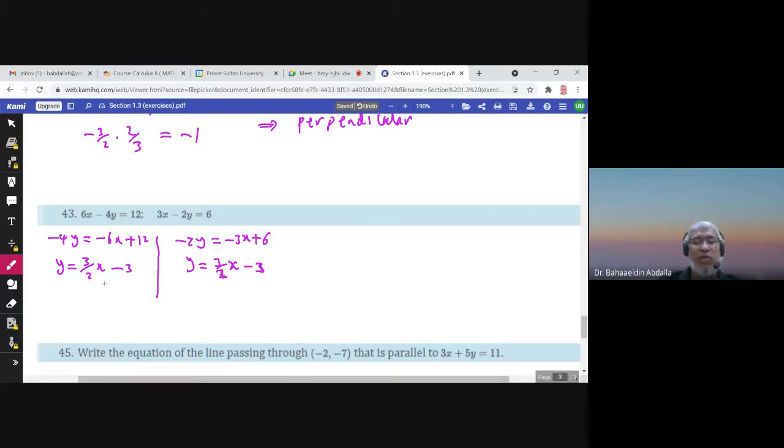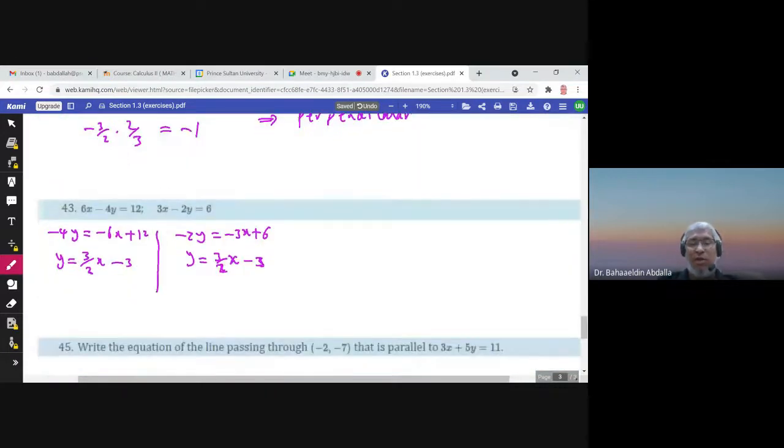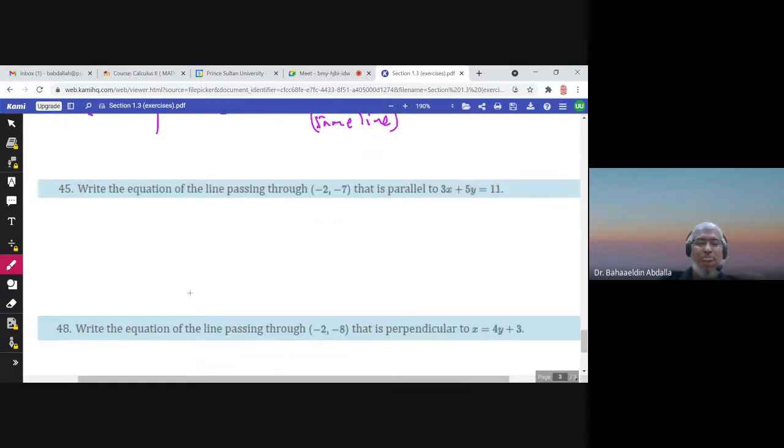What do you see? These two lines have the same slope. But not only do they have the same slope, they also have the same y-intercept. Actually, it is the same equation. So this is the same line. So these two lines are neither parallel nor perpendicular, because we have the same line actually.